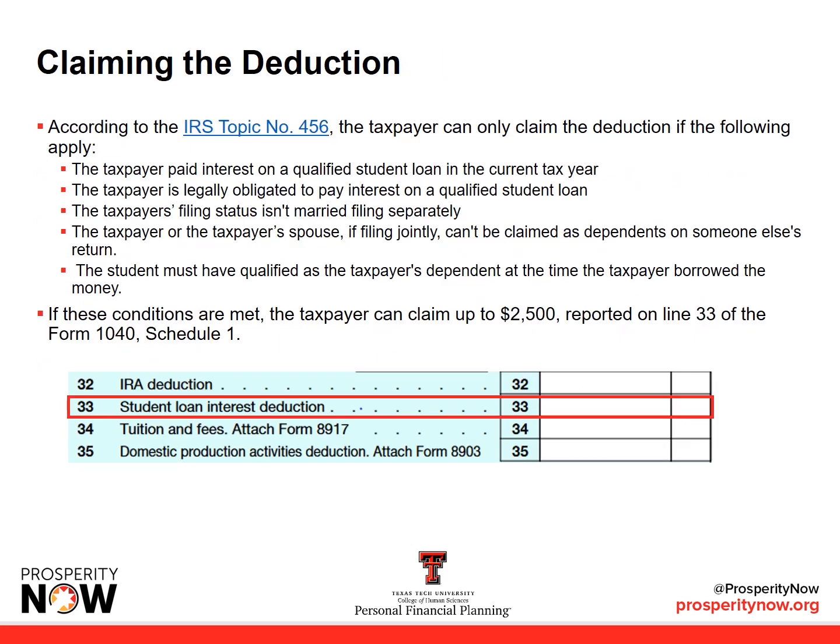According to IRS Topic number 456, the taxpayer can only claim the deduction if the following apply. The taxpayer paid interest on a qualified student loan in the current tax year. The taxpayer is legally obligated to pay interest on a qualified student loan. The taxpayer's filing status isn't married filing separately. The taxpayer, or the taxpayer's spouse if filing jointly, can't be claimed as a dependent on someone else's return. And finally, the student must have qualified as the taxpayer's dependent at the time the taxpayer borrowed the money. If all of these conditions are met, the taxpayer can claim up to $2,500, which is reported on line 33 of the Form 1040, Schedule 1.